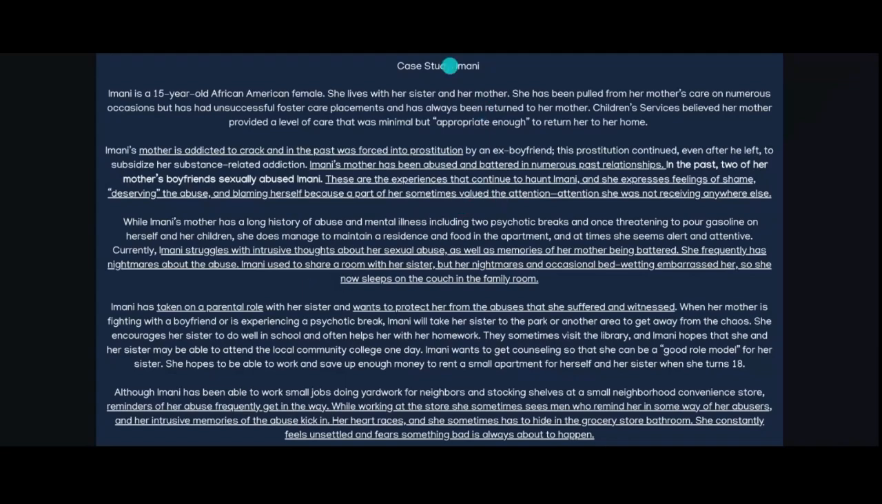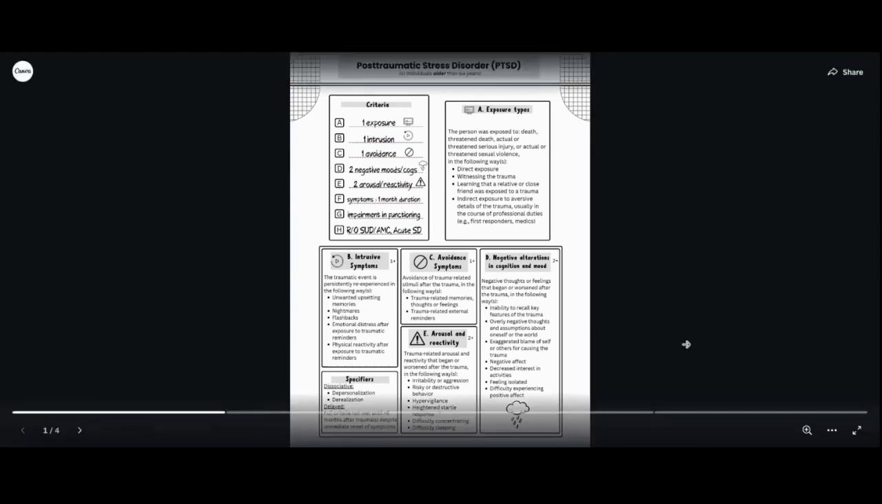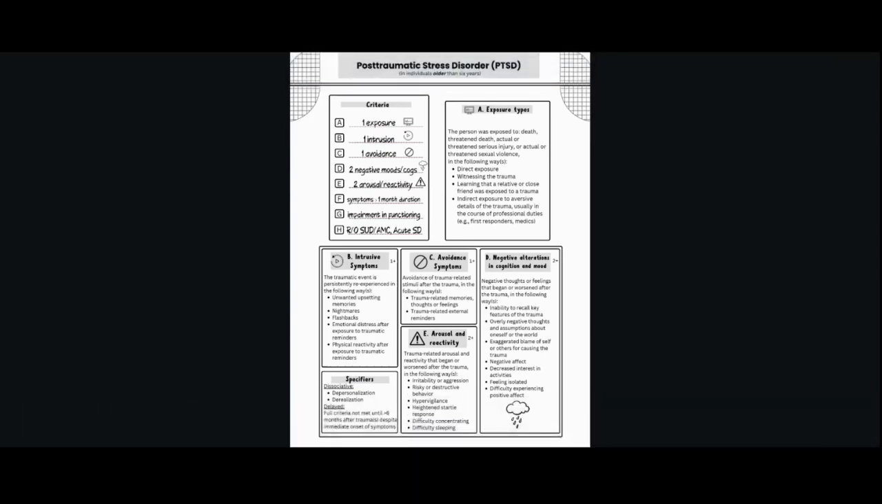So I'm going to switch back to the PTSD recipe. When we talk about arousal and reactivity symptoms, this is the externalization of a reaction to trauma. So we certainly see irritability and aggression. We also see risky or destructive behaviors, again externalizing their dysregulation, externalizing their distress. Hypervigilance, this is an important one.